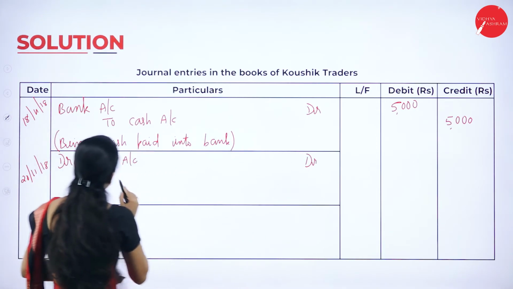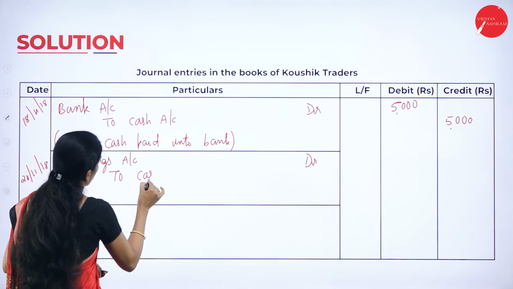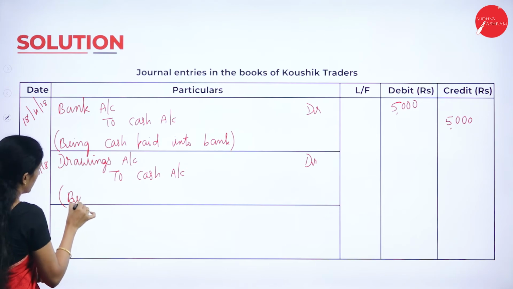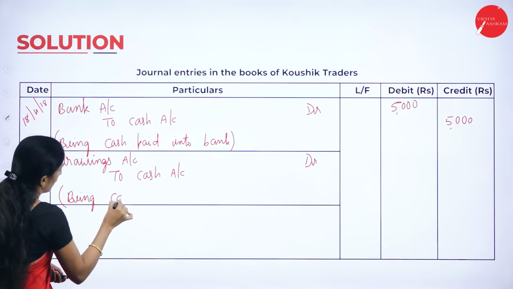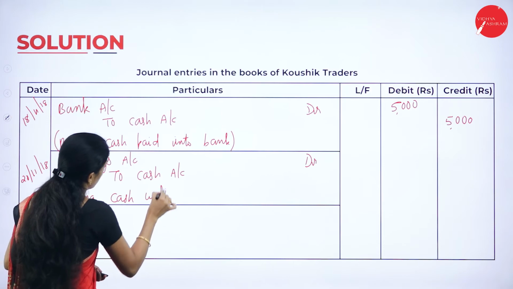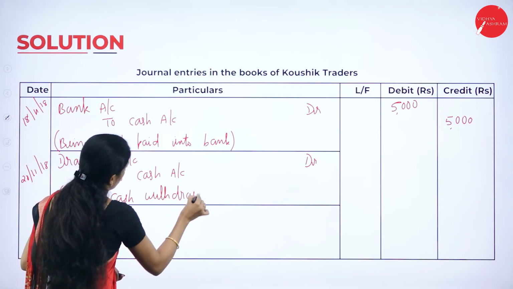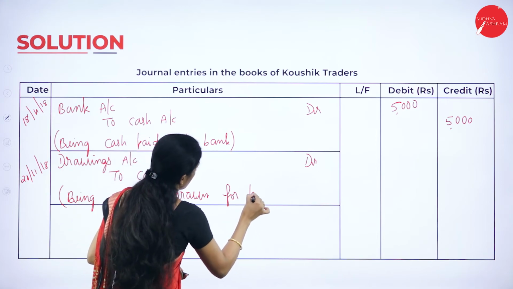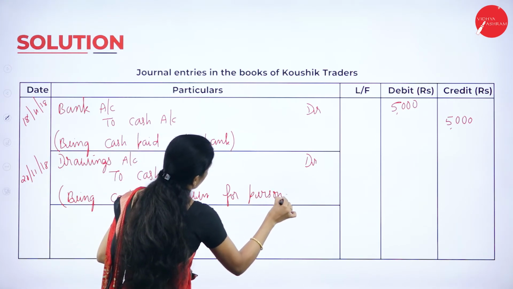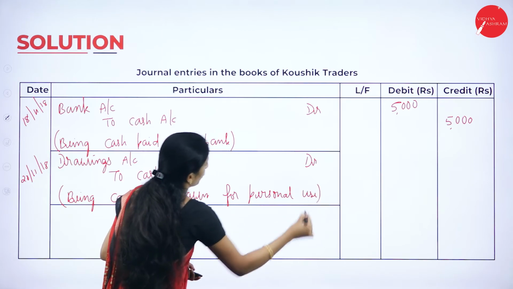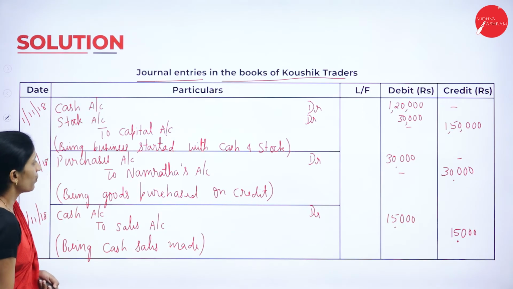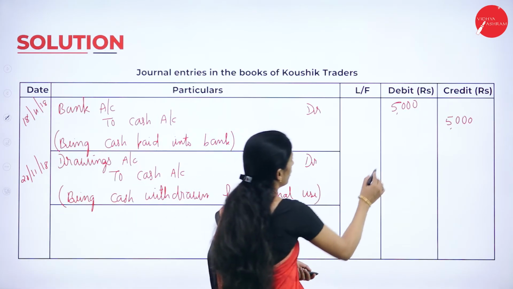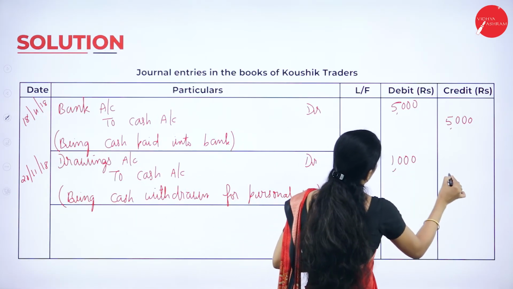to cash account. So how can you write the narration? Being cash withdrawn for personal use. Close the bracket. So what is the amount? That is 1,000.